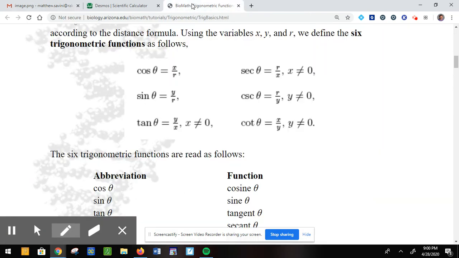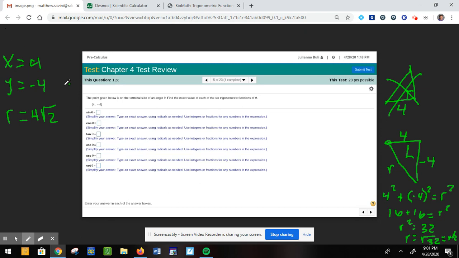Now it's just a matter of knowing the formulas. So if cosine is x over r, well, x over r is 4 over 4 root 2. 4's are going to cancel. It's 1 over root 2. Need to rationalize, so you multiply by root 2 over root 2, and you get root 2 over 2. All right, so that would be cosine.